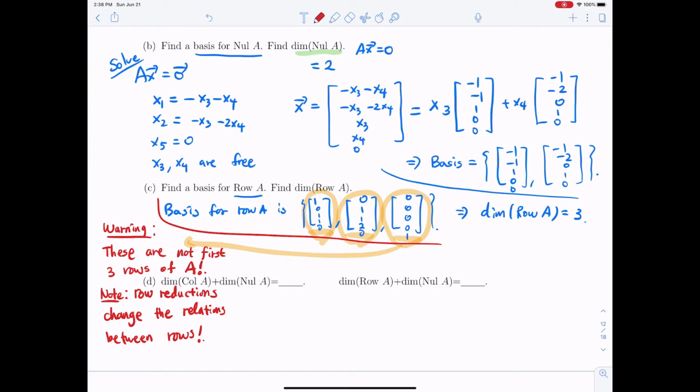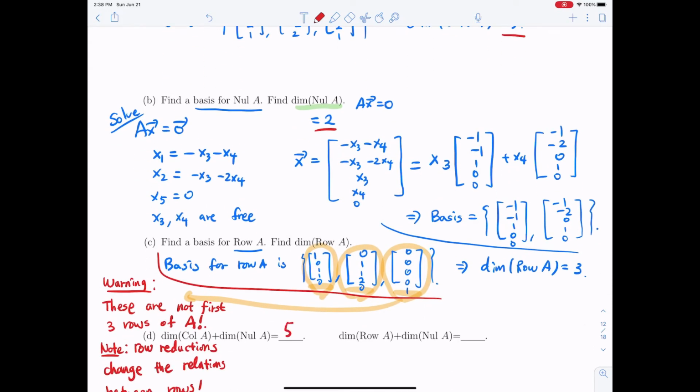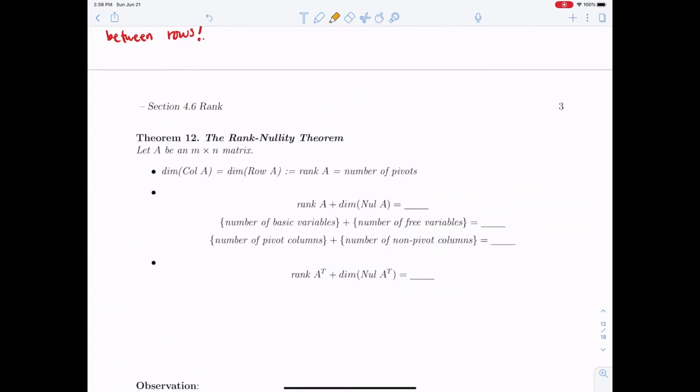And for part D, if you add the dimension of the column space and the null space of A, then we get 3 plus 2, which equals 5. And also the dimension of the row space of A plus the dimension of the null space of A gives you 5 as well. So suppose that A is an m by n matrix. Then the rank of A is defined as the dimension of the row space of A. Here, colon equals means defined as in mathematics. So the rank of A is defined as the dimension of the row space of A, and that equals the dimension of the column space of A, which is simply the number of pivots.